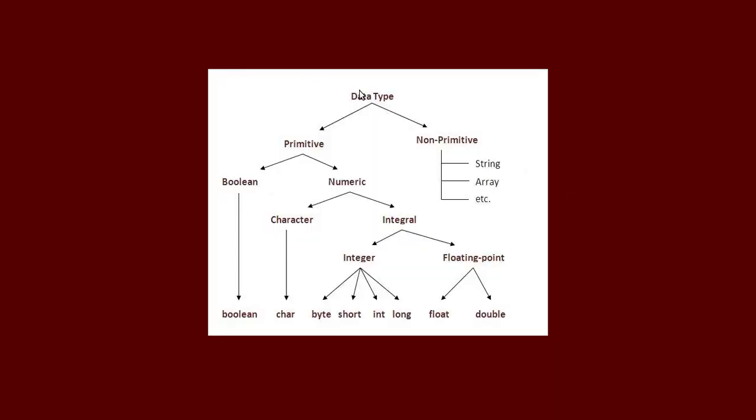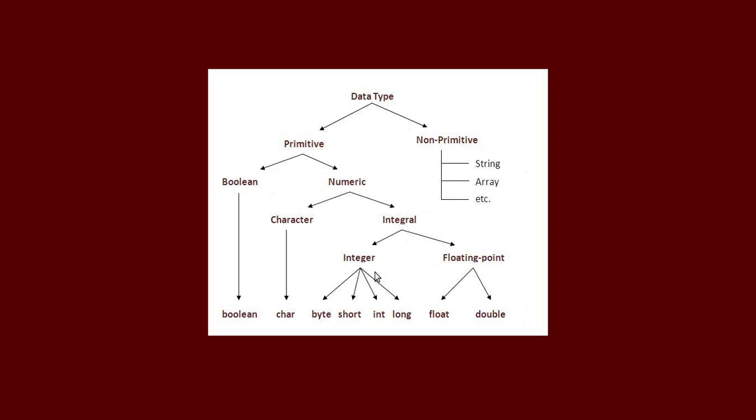So this is the data type hierarchy. Okay, this is the data type, primitive and non-primitive. There are two types of data types, primitive and non-primitive. In primitive there are two types, boolean and numerics. Boolean is only boolean, we already discussed that. The numeric is character and integral. Character is just char, you know that with single quotes we use char. Numerical integral we can use integer and floating point.